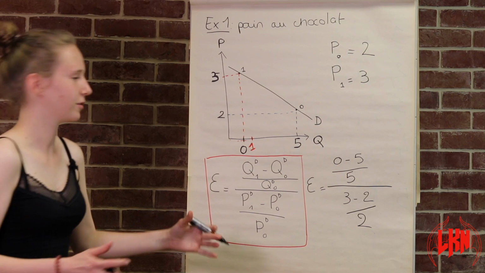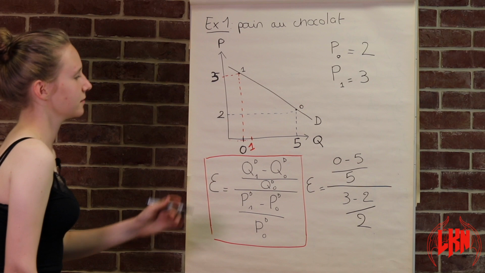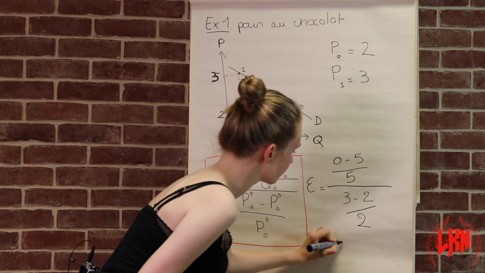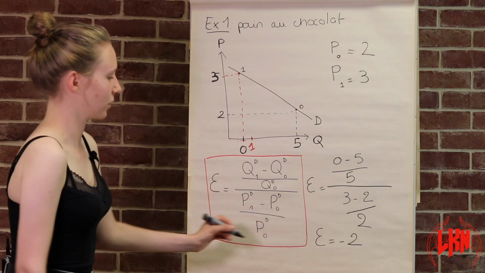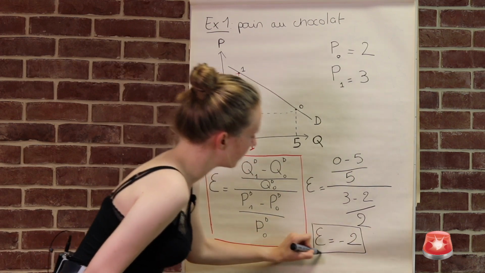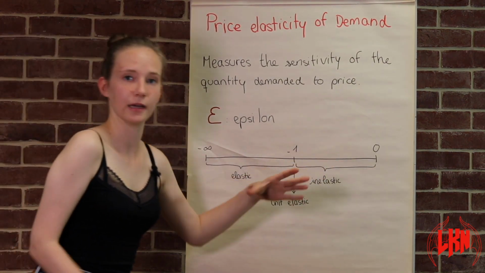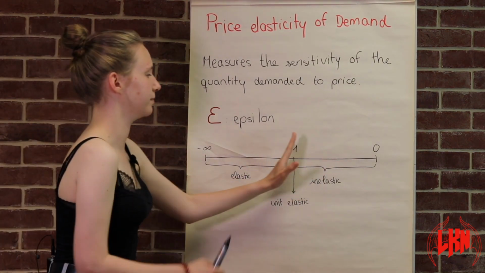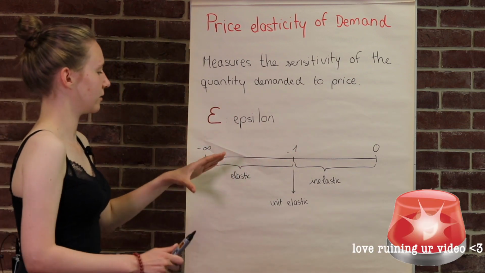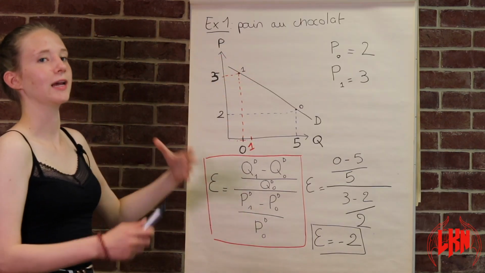This is a basic derivative-type function, so I think you should understand. Then we compute this, and this is equal to minus 2. So here we have a price elasticity of demand equal to minus 2. If we go back to our first slide, we see that a price elasticity below minus 1, and here we have minus 2, means we talk about an elastic demand. So the demand for pain au chocolat is elastic.